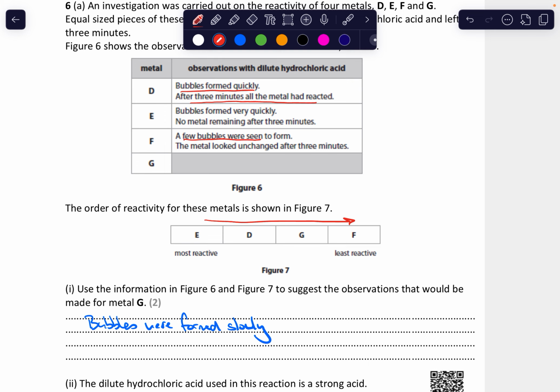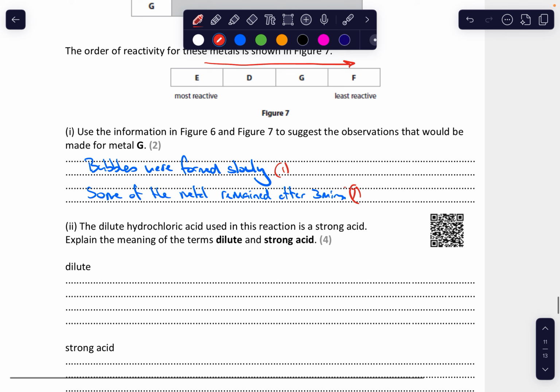And then if you look at the second part, it says that after 3 minutes, the metal had reacted, and after 3 minutes here, the metal looked unchanged. So we can say, somewhere again in between that, some of the metal remained after 3 minutes. So in terms of observations and marks, we're going to get 1 mark for each point that we have made.